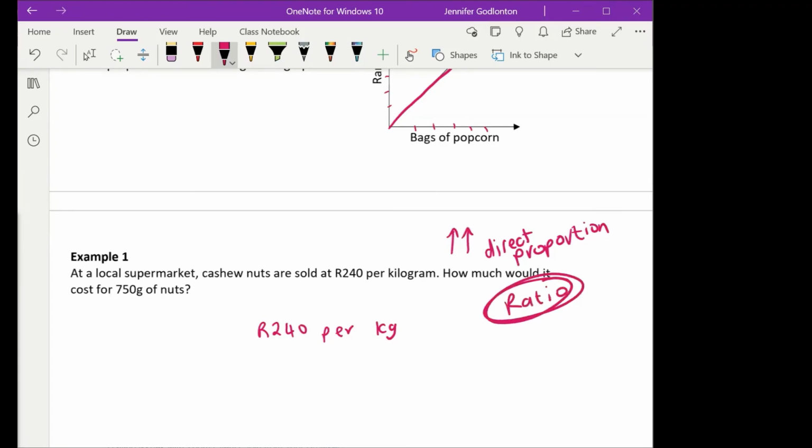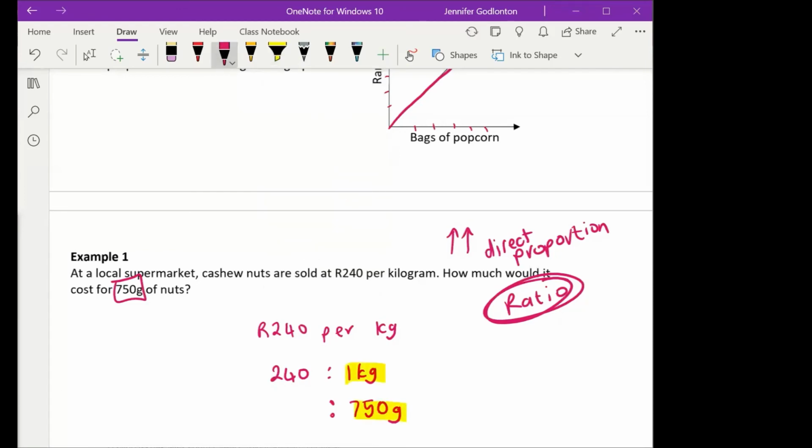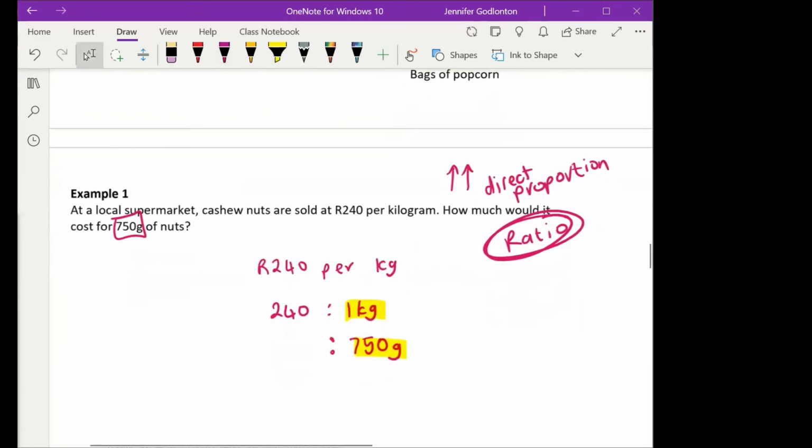Okay, so this is saying that it's 240 Rand for 1 kilogram. But I want to know how much it's going to be for 750 grams. And my problem is that these guys are not in the same units. So I have to change that kilogram to grams up there. How many grams are in 1 kilogram? You can tell me. How many grams are in a kilogram? 1,000. Yes, there are 1,000, which means that this over here is 1,000 grams.